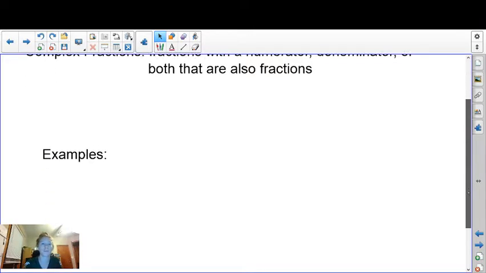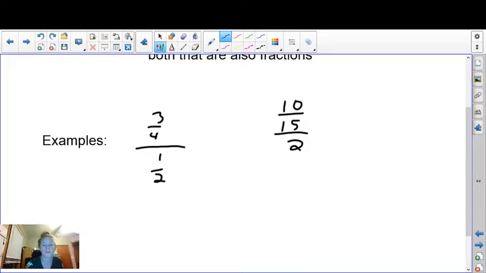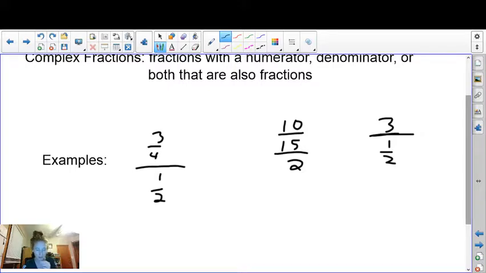So what does that look like? That looks like 3/4 divided by 1/2. It looks like 10 over 15 divided by 2. It looks like 3 over 1/2. So that's what a complex fraction looks like.